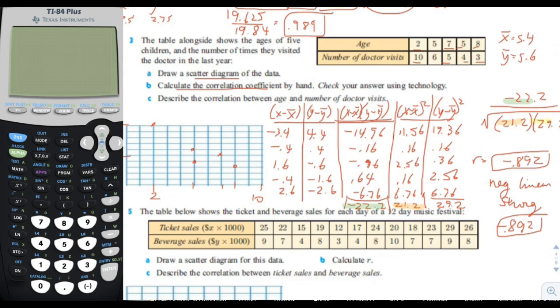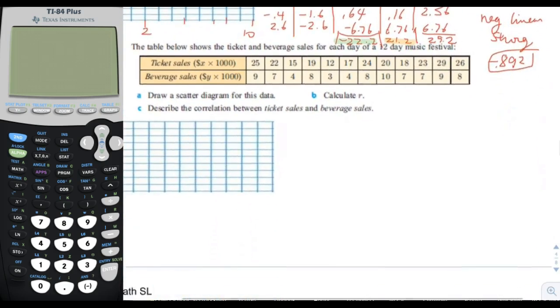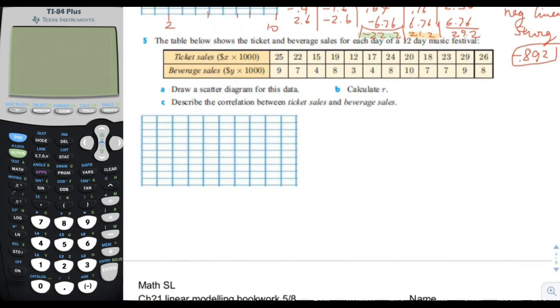Okay? Ooh, so it is not easy to do this by hand, even with only 5 points. And when you do the last one, thank goodness it doesn't ask you to do it by hand. It just says for you to calculate it by R. So if we are going to calculate this one by R, we are going to do it with the calculator.